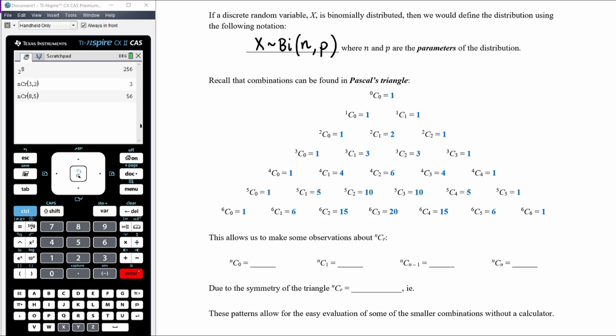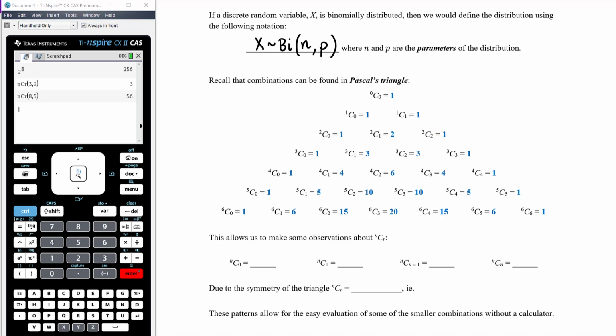The next row is the second row. If I have two objects, how many ways can I choose none? Well, there's one way to do that. I just choose none. If I've got two objects, how many ways can I choose one of them? There's two different ways. I could choose the first object or the second object. If I've got two objects, how many ways can I choose both of them? There's only one way to do that.